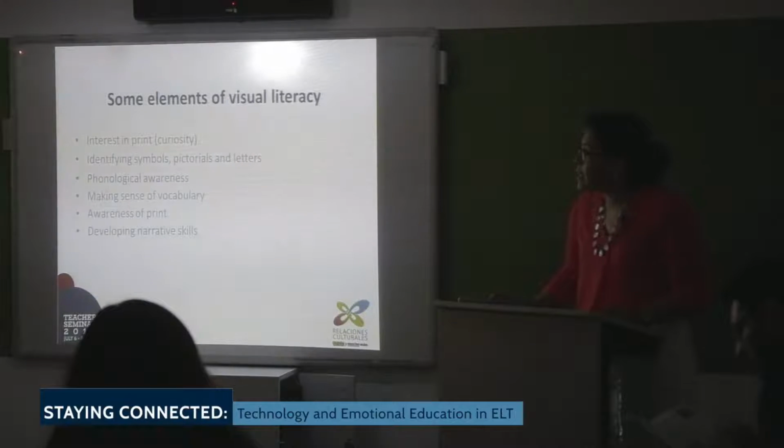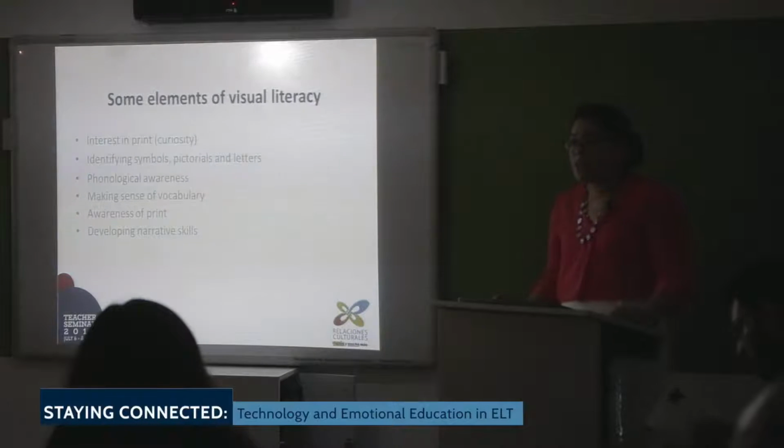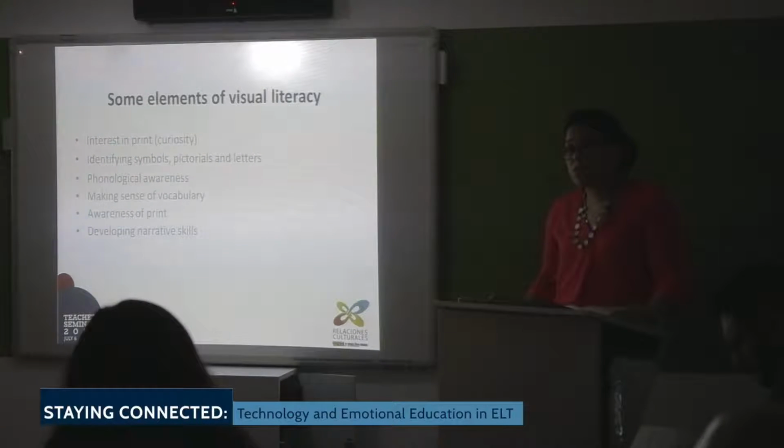It helps you identify symbols, pictorials, and letters. Specifically for pre-reading purposes, this is very, very important. Students start reading from the minute they look at images. They can count letters. They can see the mechanics of the language even before they understand every single part of the system of the language. So it is very important. If children do that, then speakers of foreign languages do that too in the process.